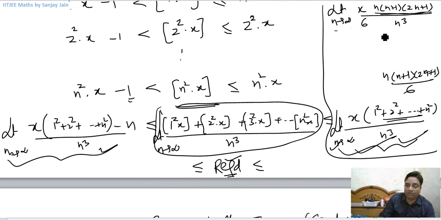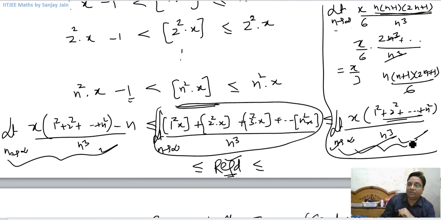What I am going to do here is take 2n cubed. The rest of the terms I am ignoring because those will ultimately become 0, right? If I divide by n cubed, and in the denominator n cubed, so these will get cancelled. So x by 6 into 2 will give me x by 3. So this limit here is x by 3.